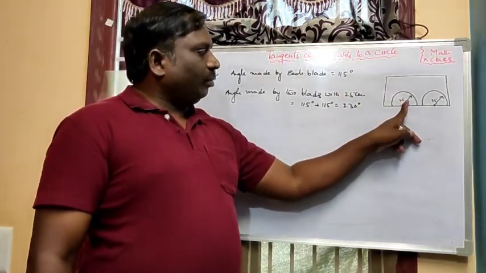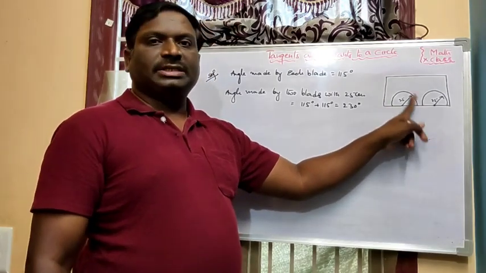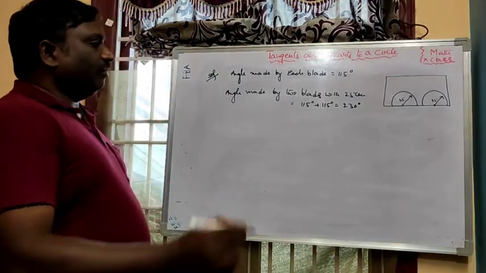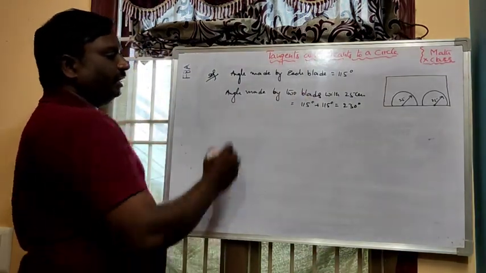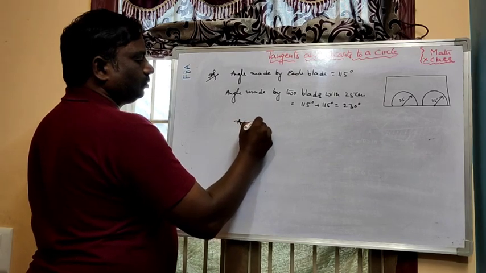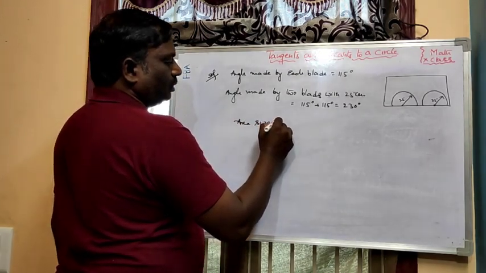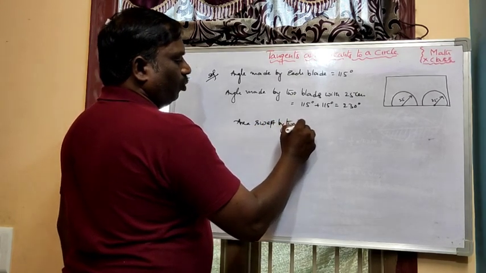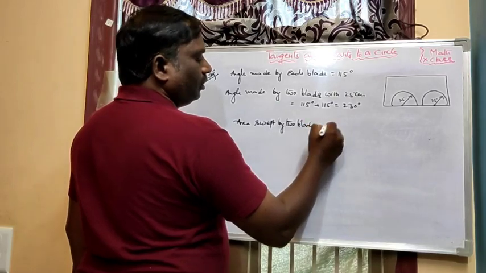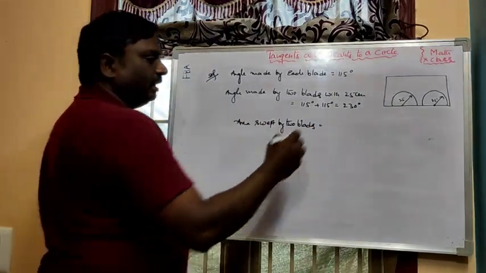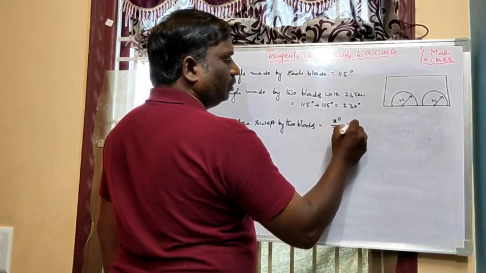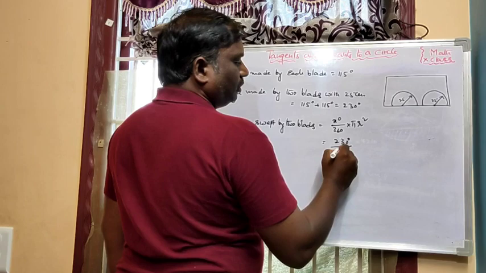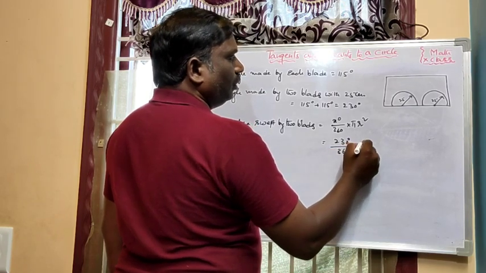If the blade is sweeping like this, it forms a sector. Definitely it forms a sector. So we need to find the area of the sector. Area swept by two blades, I am taking the two blades directly, is x degrees by 360 into pi r square. What is x degrees? 230 by 360 into pi.